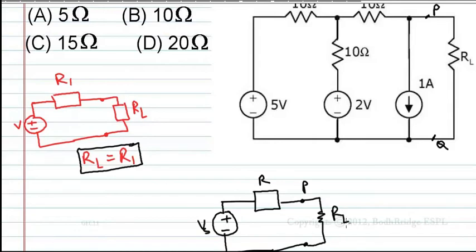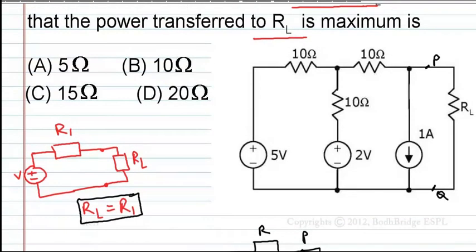So finally what will RL be? RL is nothing but this resistance. You can call this the Thevenin equivalent. When you draw the Thevenin equivalent of the circuit between the terminals P and Q, then you get the Thevenin resistance R. That is nothing but the load RL when you want to have the maximum power transfer. Therefore, we will calculate the Thevenin resistance. What is the Thevenin resistance for this circuit between P and Q is the main question.